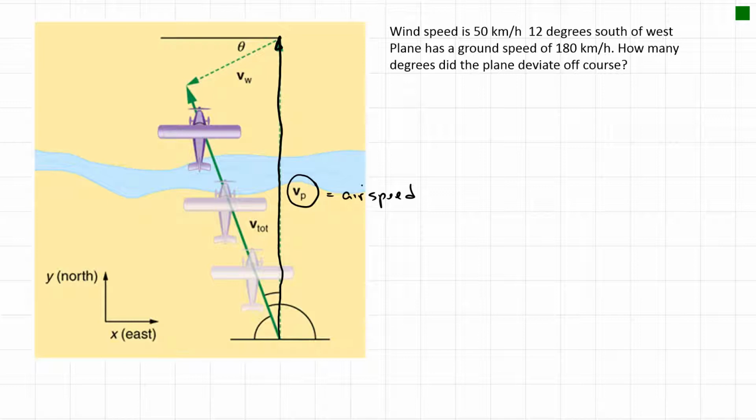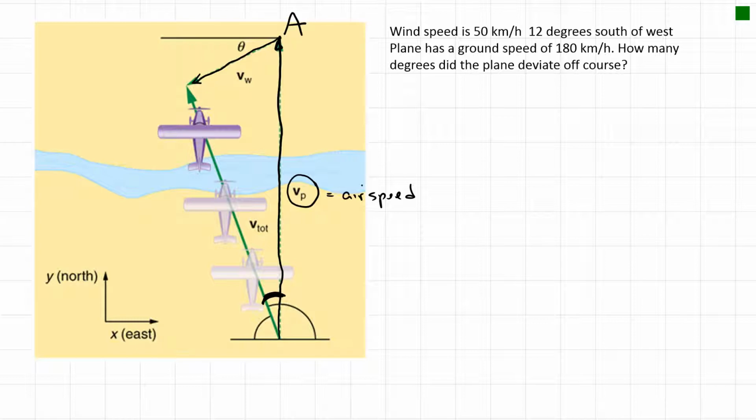Now what has happened is there's a bit of wind, and the wind is blowing in this way. So that wind is going to cause the plane to deviate off course. So it's actually not going to be able to fly straight across. It's flying at an angle as it crosses the river. And the question is, how many degrees did the plane deviate off course? So that's this angle right here. What's that?